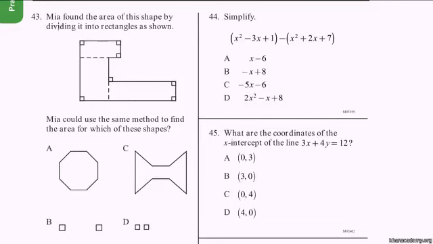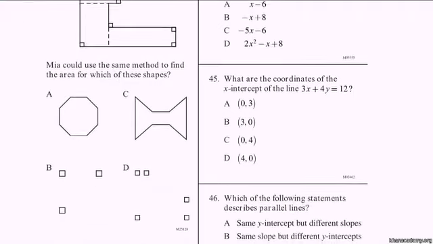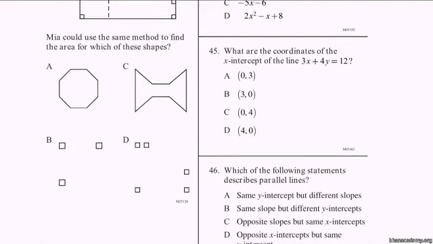Problem 43. Mia found the area of this shape by dividing it into rectangles as shown. So she divided them into rectangles. Mia could use the same method to find the area for which of these shapes. So essentially, what technique can we use to divide it by? We could figure out the area by dividing it into rectangles.